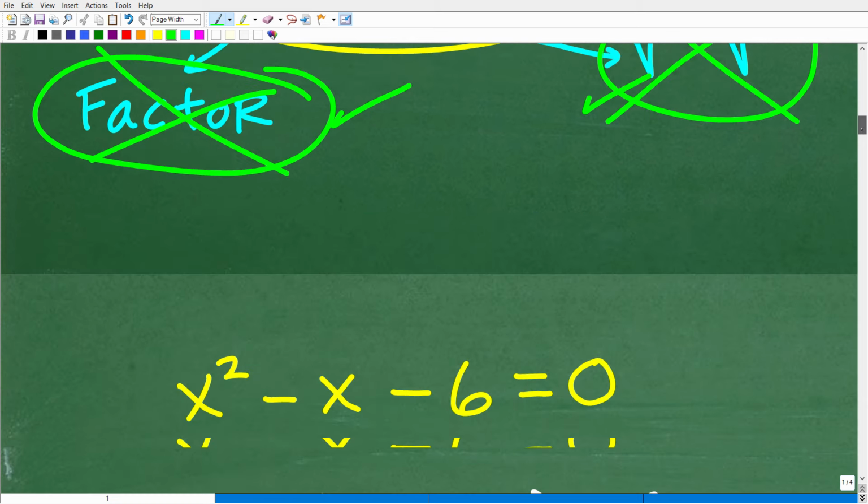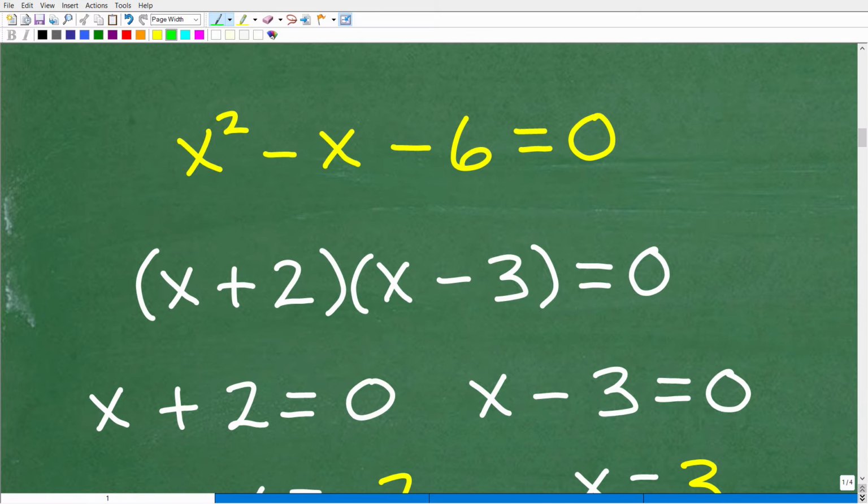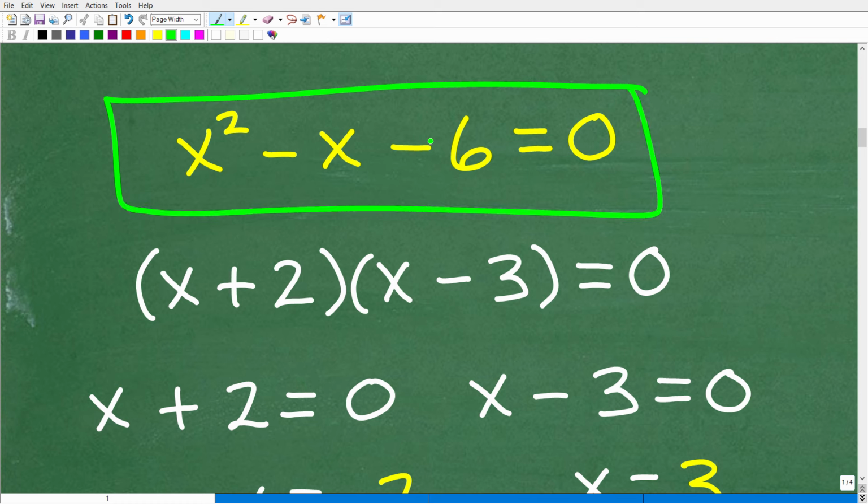All right, so how about this equation right here? So x squared minus x minus 6 is equal to 0. Now this is a degree 2 polynomial, or by definition a quadratic equation, right? So x squared, this is a polynomial.